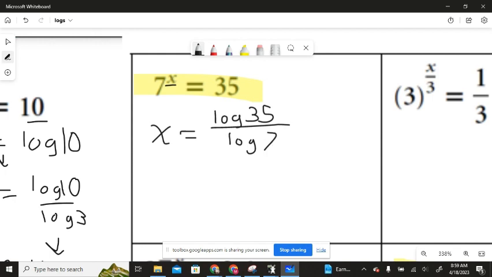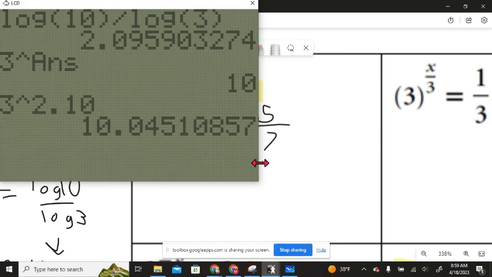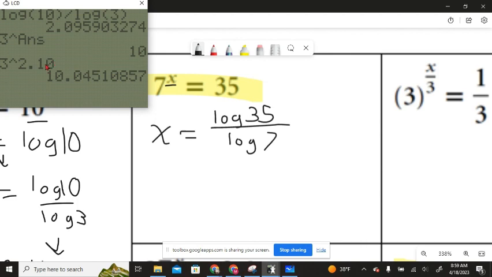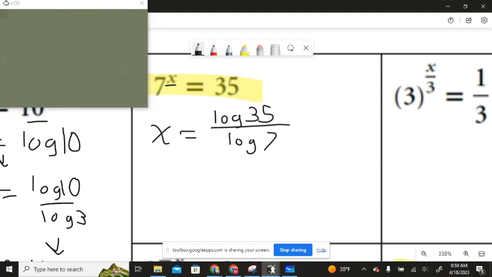So let's hit that up. Let's actually smallen this up. Okay, cool. Should be able to still see that. So we got the log of 35 divided by the log of 7. All right, that gives you 1.827 such and such and such.